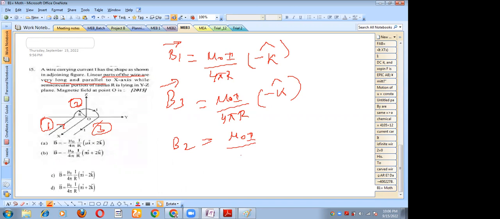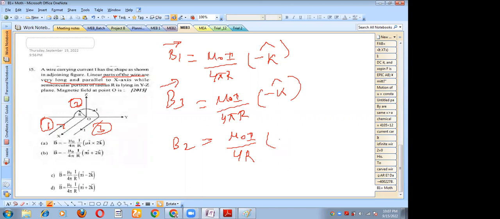Mu naught I by 2R, right? But it's a semicircle, so it should be 4R. Getting my point? Due to a full circle, it was mu naught I by 2R. It's a semicircle, so it will be mu naught I by 4R. Half of that.